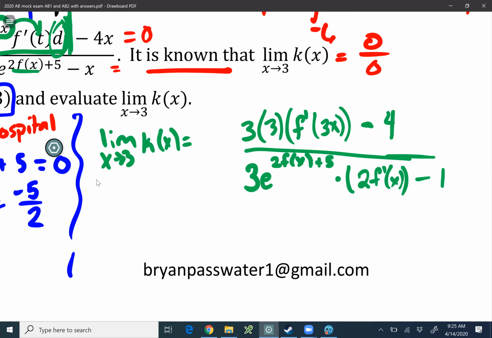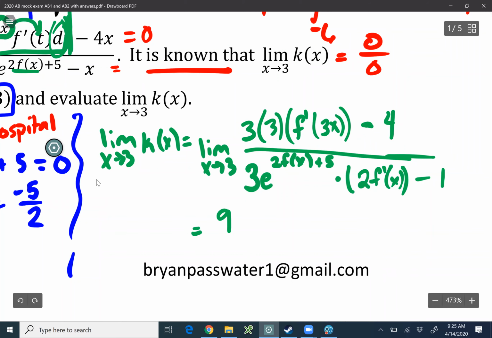Okay, what am I missing that I forgot to do? Anytime we're doing limits, we have to do something every single time we have an x. We have to rewrite the word limit as x approaches 3, right? When we do L'Hopital's, we have to rewrite that limit, x approaches 3. Now we can go ahead and plug in 3. 3 times 3 gives us 9. F prime of 3x would be times f prime of 9.